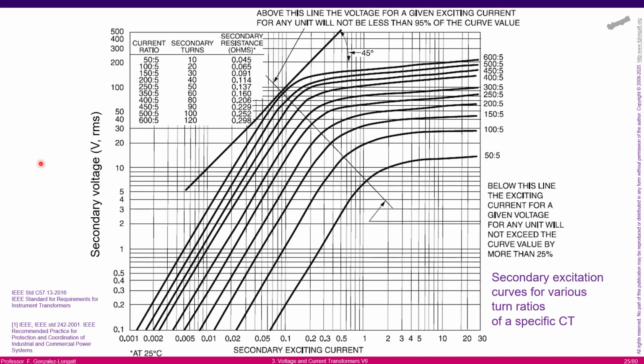If you have time, please go and check the IEEE standard C57, where you can see the basic requirements for the instrument transformer. This curve showing the secondary voltage and the secondary exciting current is taken from the C57. Also, I highly suggest going to the IEEE 242, where many of my slides come from. Here it's a typical secondary excitation curve.